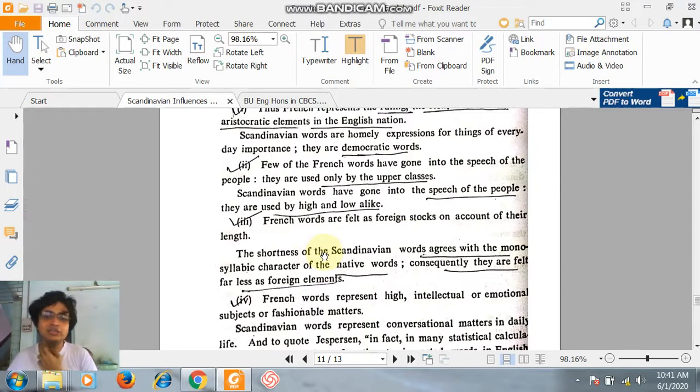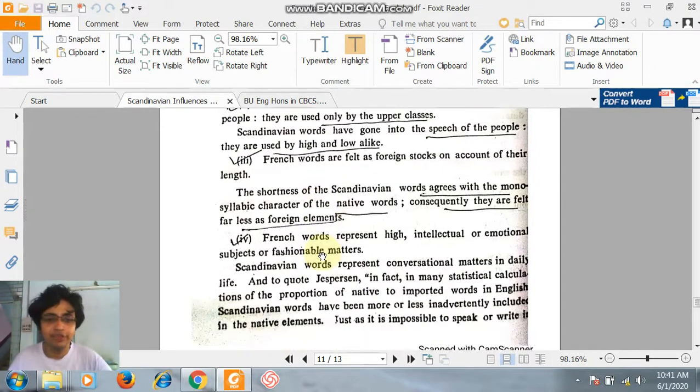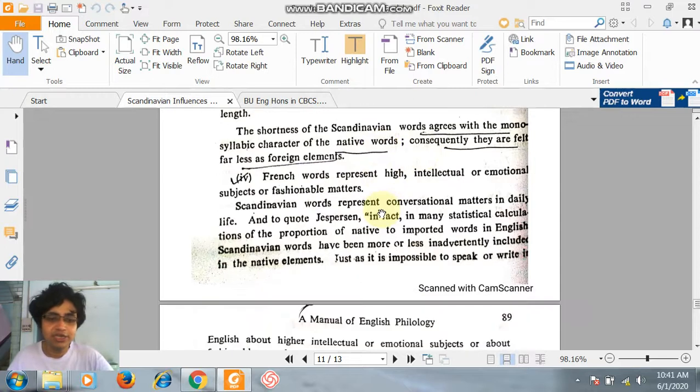French words are felt as foreign stocks on account of their length. The shortness of the Scandinavian words agrees with the monosyllabic character of the native words. Consequently, they are felt far less as foreign elements. That is what I was saying repeatedly: the Scandinavian influence upon the English language is so domestic, so democratic in character, that they consequently are felt to be far less foreign elements in the English language. They gradually got absorbed in the English vocabulary.